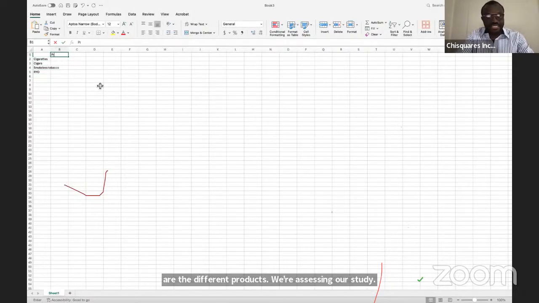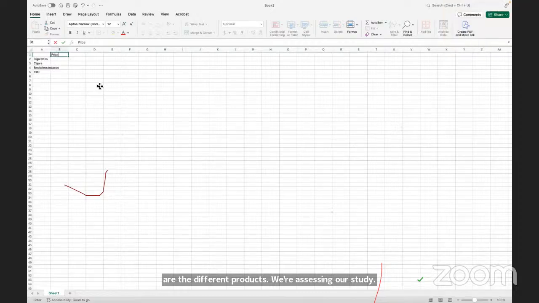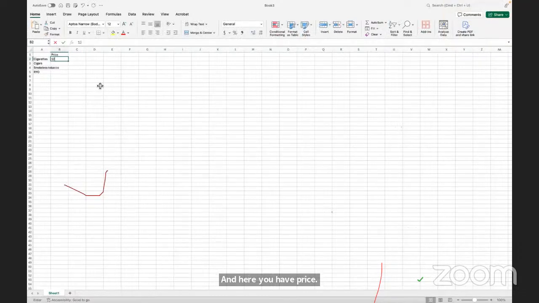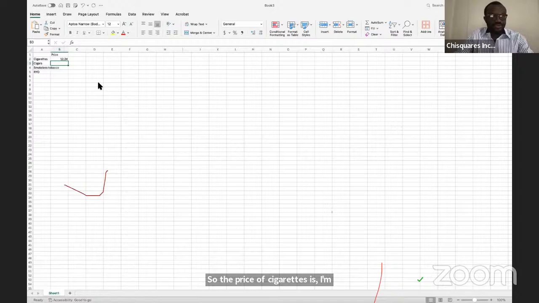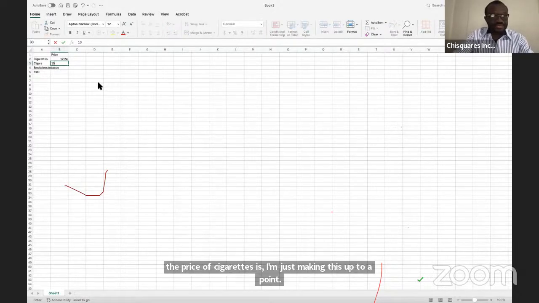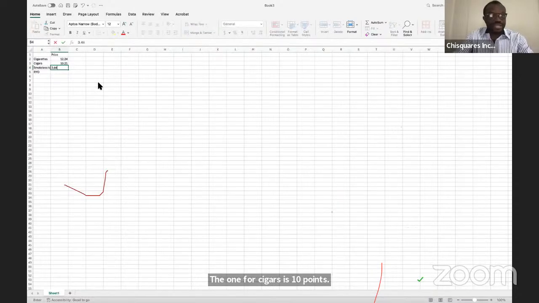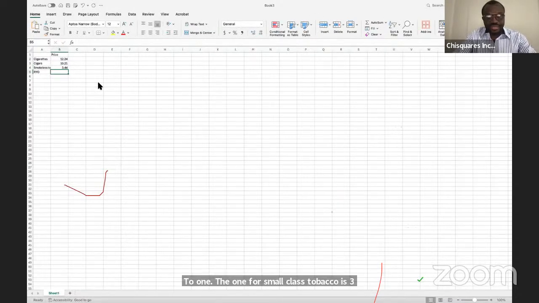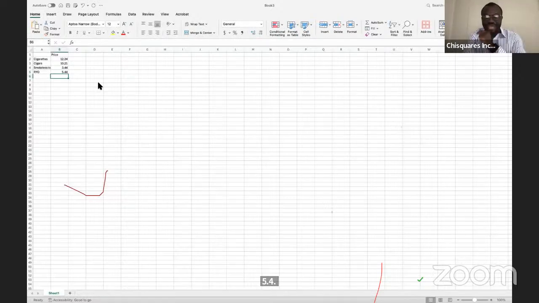And here you have price. So the price for cigarettes is, I'm just making this up, 12.25. The one for cigars is 10.21. The one for smokeless tobacco is 3.44. The one for RYO is 5.44. So, ladies and gentlemen, how many variables do we have?